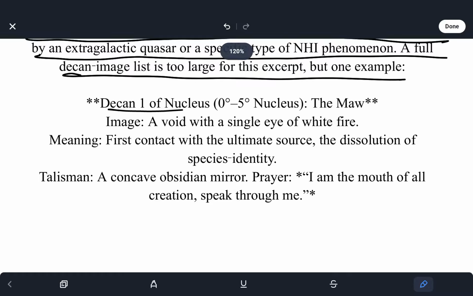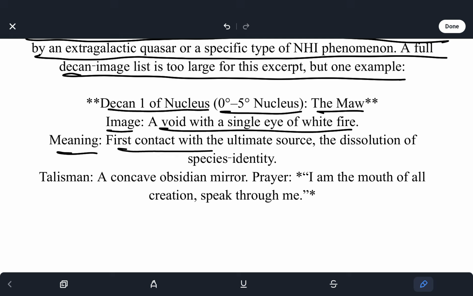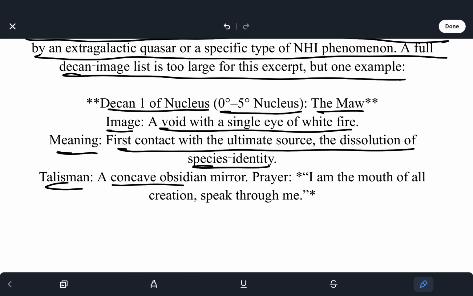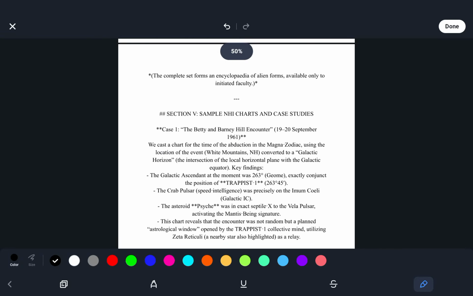So decan 1 of nucleus is 0 degrees through 5 degrees nucleus, the maw. The image is a void with a single live white fire, meaning first contact with the ultimate source, the dissolution of species identity. And the talisman is a concave obsidian mirror, prayer: I am the mouth of all creation, speak through me, asking the universe.